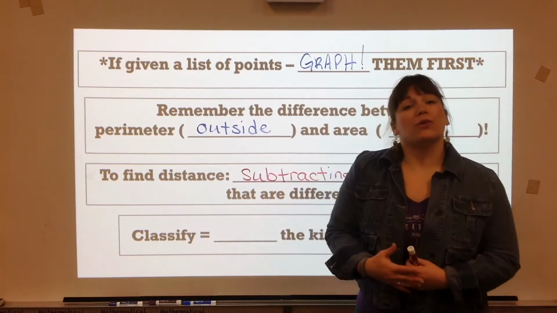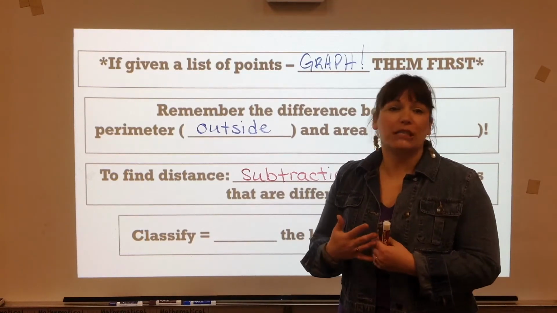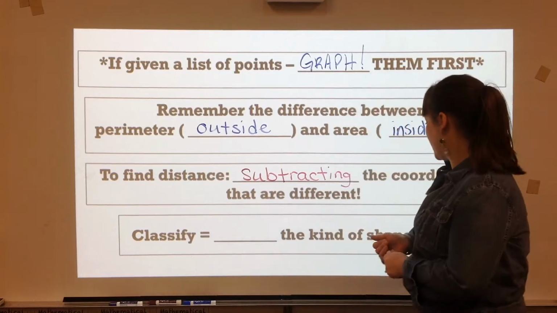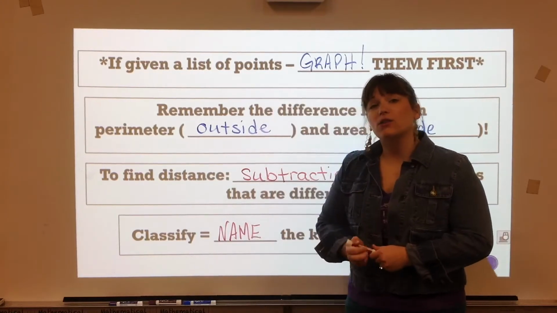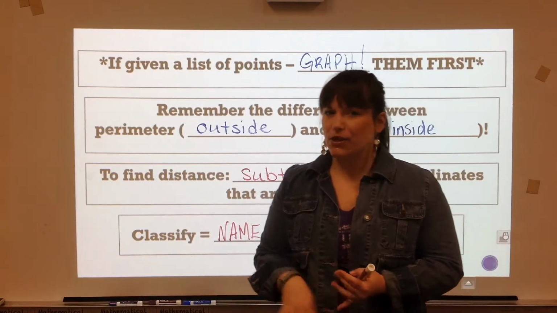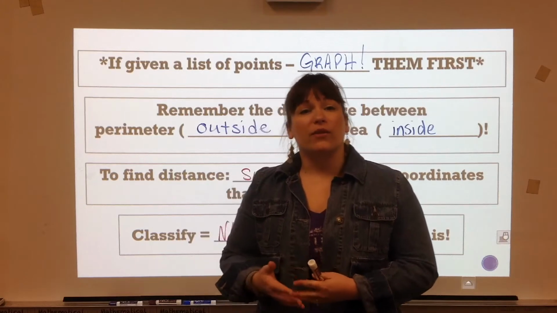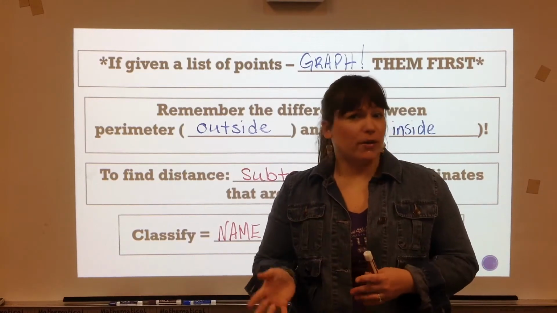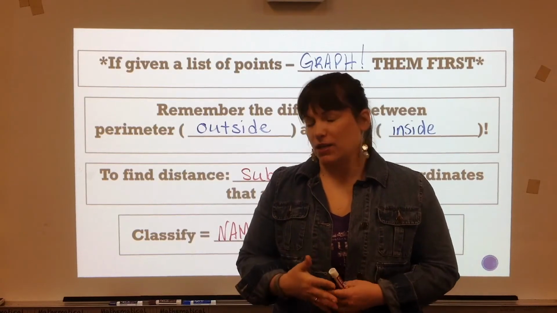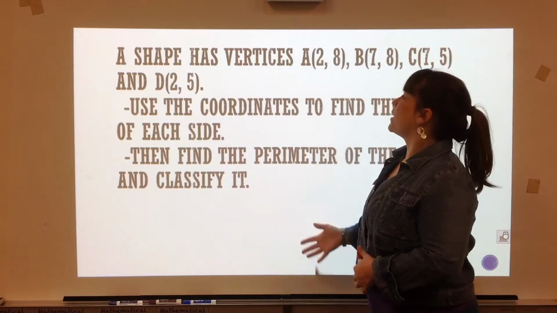Finally, when you see the word classify, what does that mean? That means actually just name the kind of shape that it is. If it's a triangle, you can be more specific. What kind of triangle? Right, scalene, isosceles, equilateral. If it's a rhombus or trapezoid or parallelogram, those are the kinds of classifications that we're going to need to do today. So here's the first example.